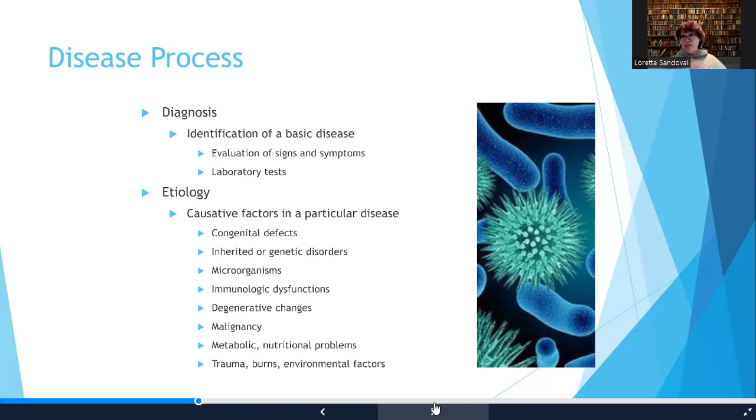Malignancies are, of course, caused by tumors or cancer. Metabolic or nutritional problems. So nutritional deficiencies can be part of this. A metabolic problem could be something like diabetes or excess or loss of growth hormone or something like that. So that can be just an inherent metabolic problem. Trauma, burns, or environmental factors. So trauma causes a lot of problems and other environmental factors. So lots of things that can cause disease.